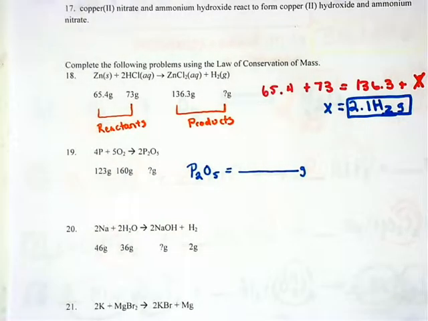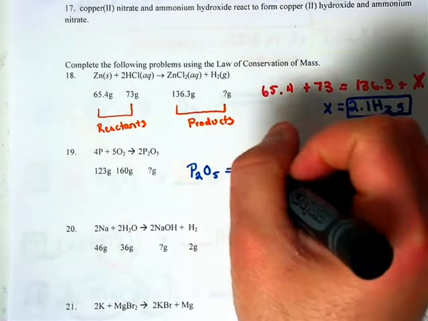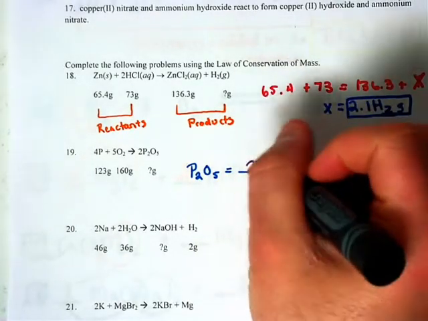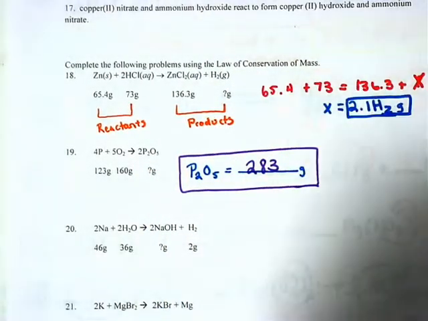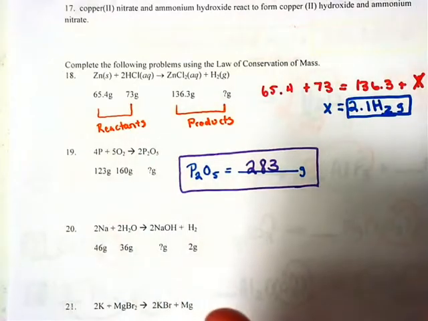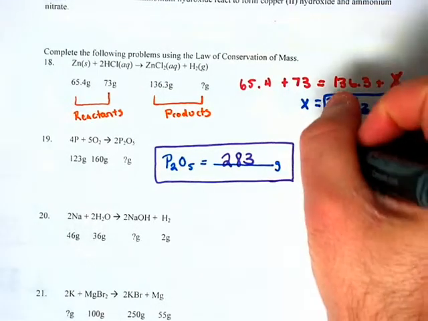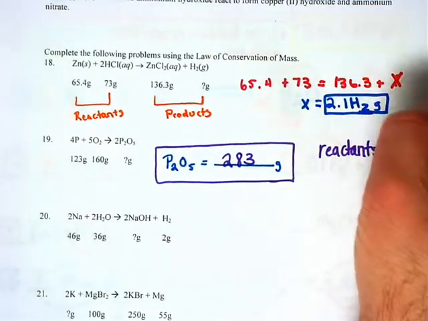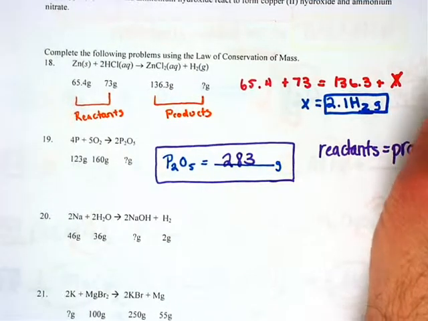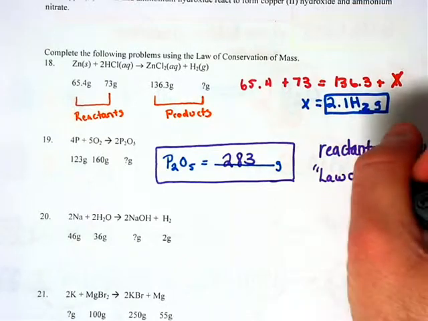What do we get the amount of grams was? 283. Very good. So is that what everyone got? Brian, you said? So in summary for 18 and 19, we just need to remember that reactants have to equal what? Your products. You got to conserve the mass. Law of conservation of mass.